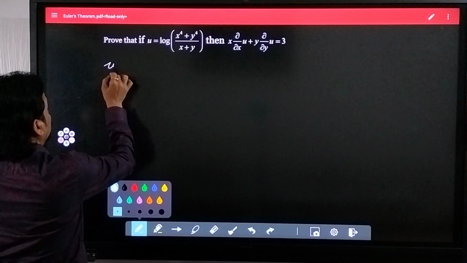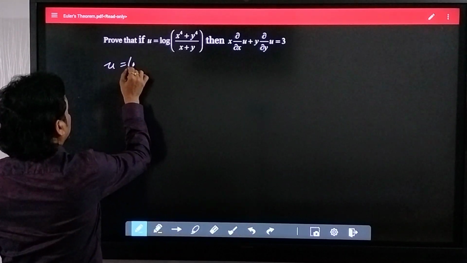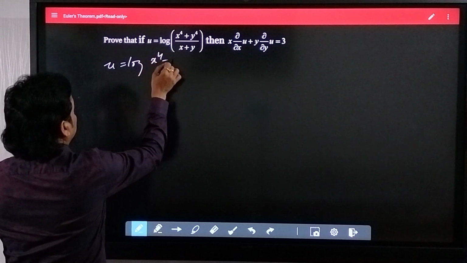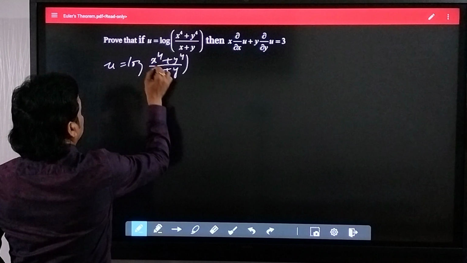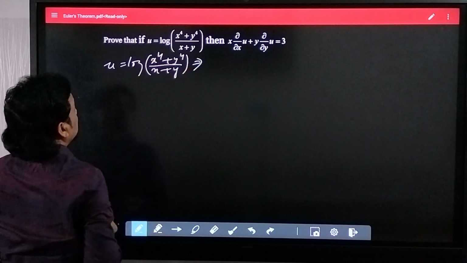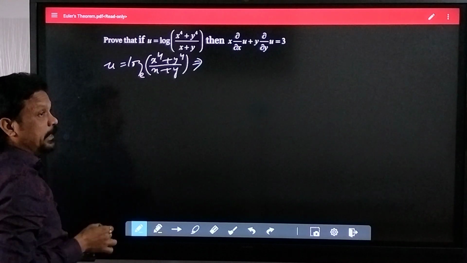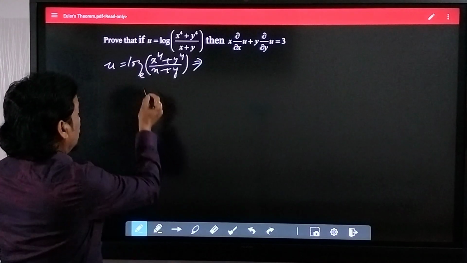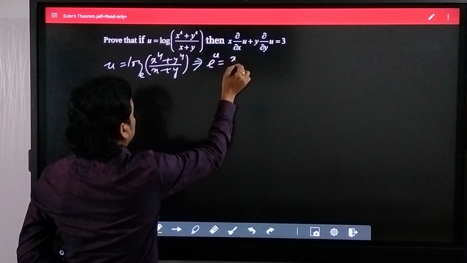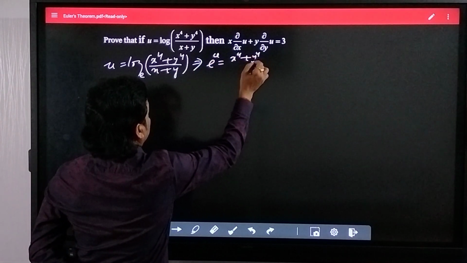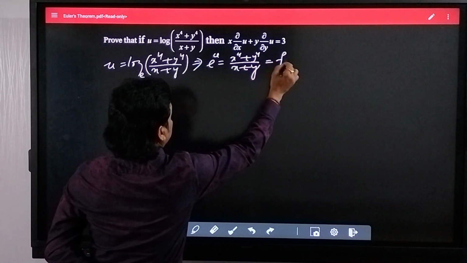Here it is given u is equal to log of (x to the 4 plus y to the 4) divided by (x plus y). Here log means base e. If there is no base, then it is base e. So e to the power u is equal to (x to the 4 plus y to the 4) divided by (x plus y). So let it be f.